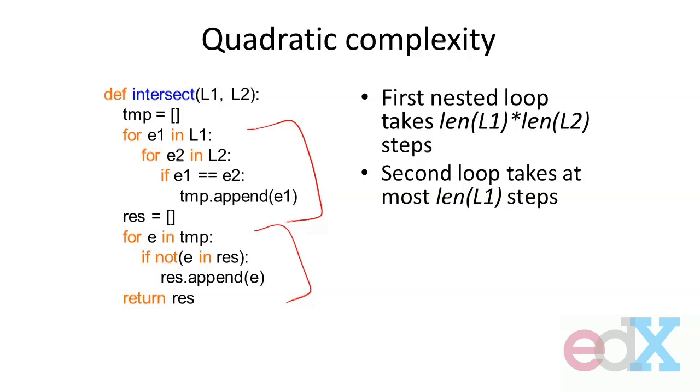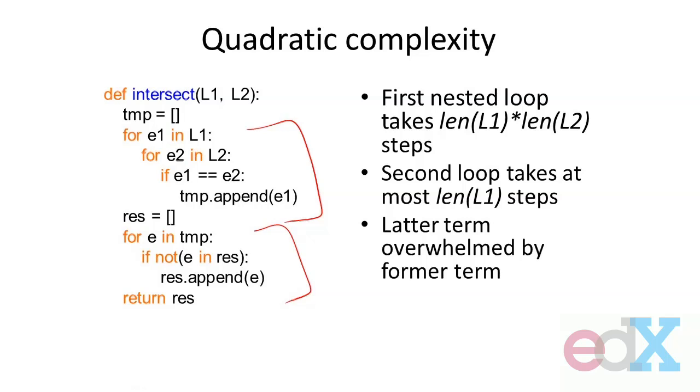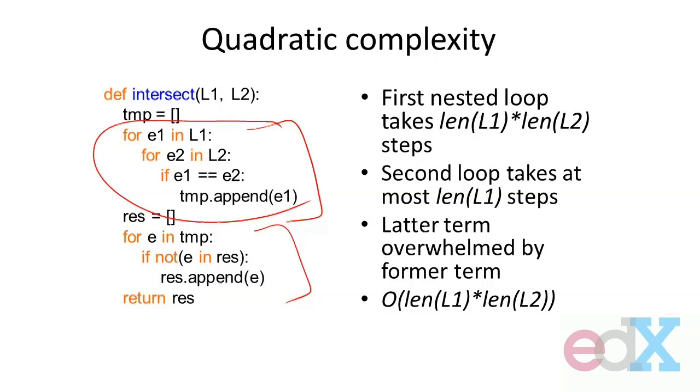So I've now got two terms. I've got a quadratic term and I've got a linear term. And of course, we know that the quadratic term really dominates here. It's the big one. It's the one that really matters. So I can ignore the second term and basically say that this is of order length of L1 times length of L2. So it's quadratic. The point of this is I need to look at the loops. If I have different loops or multiple loops within a piece of code, I need to find the one that has the higher complexity. And that will tend to be the nested one, as it was right there.